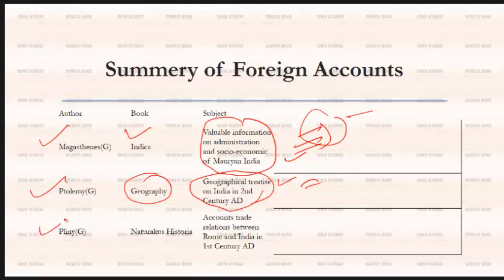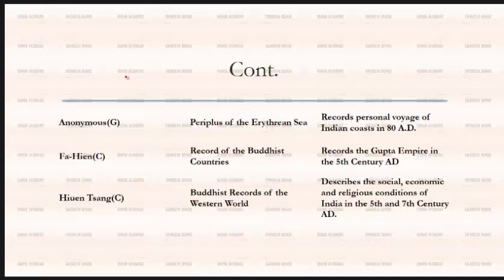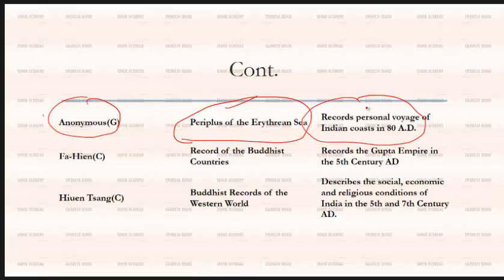Third is Pliny, another important writer, and he wrote the Natural History, an important book. In this book, the trade relation between Rome and India in the 1st century is given. So this is the summary I have given. If anybody revises this, it will help for examination purposes. Another is the Periplus of the Erythraean Sea, whose writer is unknown, and it is a record of the Roman trade between India and Rome.